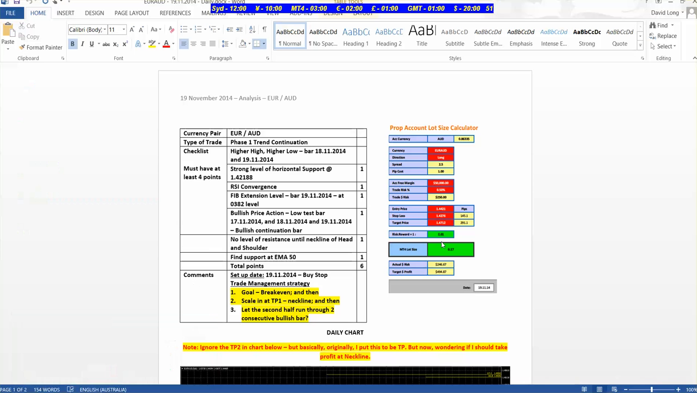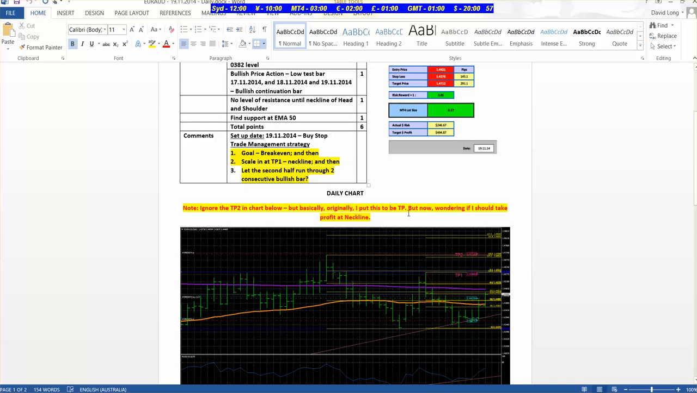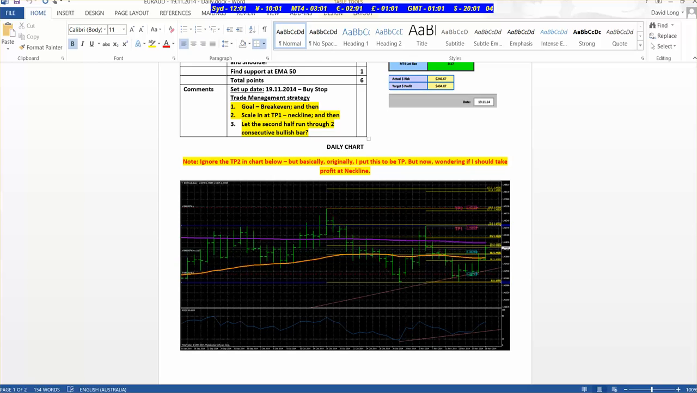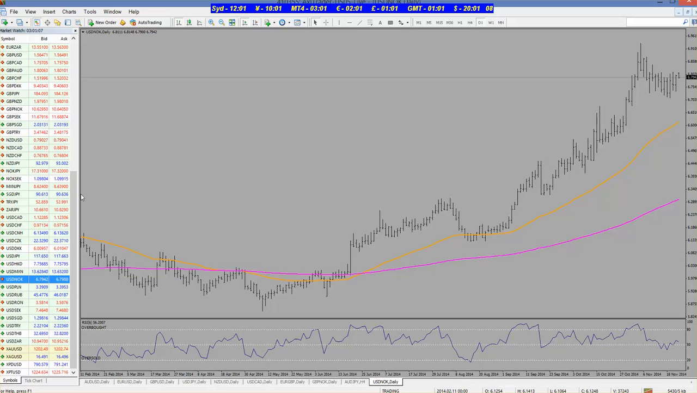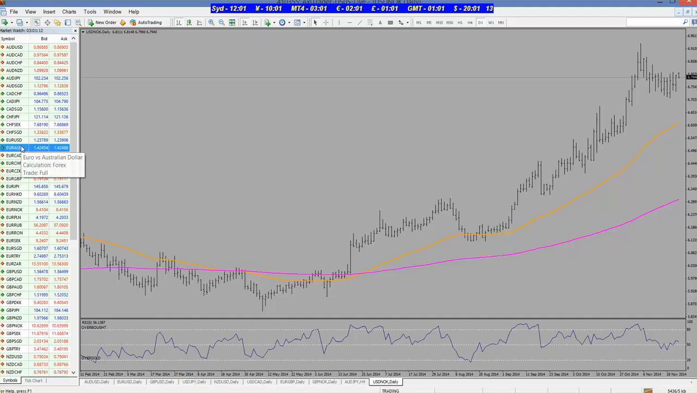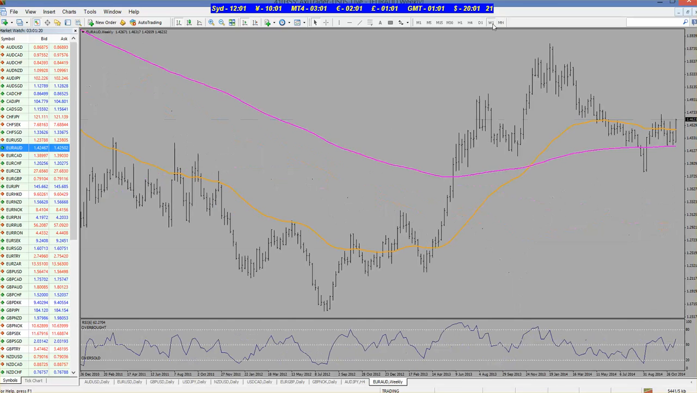Euro Aussie. This is going back to Thursday. Ignore the TP2 in the chart, but basically originally I wanted this to be a take profit, but now I wonder if I should take profit at the neckline. Look, Euro Aussie, come back to it. Head and shoulder patterns are reversal patterns, right? So you've got to have, I don't see this as head and shoulder, right? It's a reversal pattern. So you've got to have a trend leading into it.